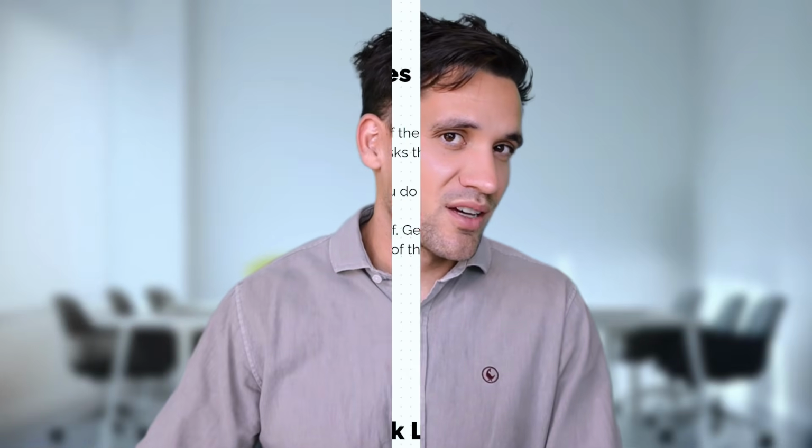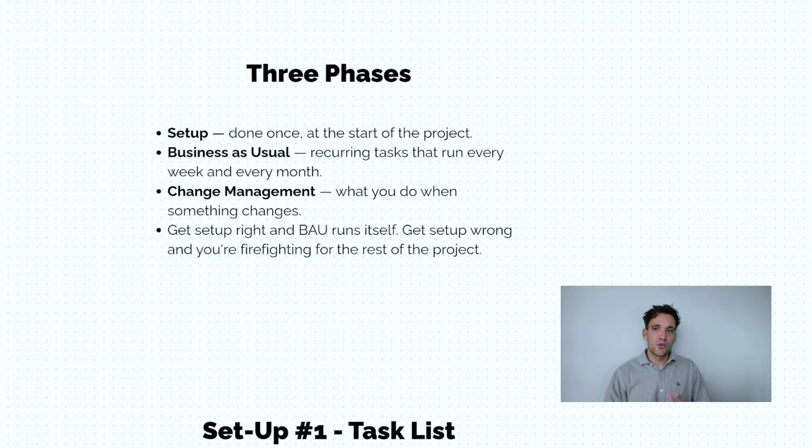So what actually happens after the contract's been signed? There's 3 phases I'm going to talk about. We've got the setup phase, which is done once at the start of the project. We have the business as usual, which is the regular ongoing tasks that we do monthly or weekly as the contract specifies. Then we have our change management processes, which is what we do when something changes, when the client requests us to do extra work, or we think the client hasn't done something they said they would.